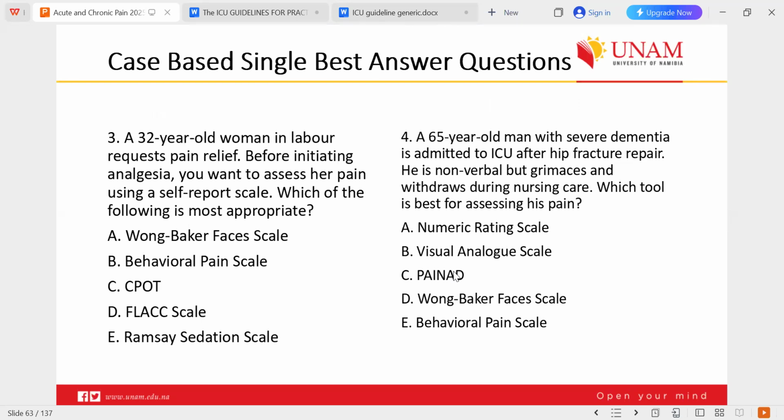All right. A 32-year-old woman in labor requests pain relief. Before initiating analgesia, you want to assess her pain using a self-report scale. Which of the following will be the most appropriate? Wong-Baker. Wong-Baker. Do we all agree? Wong-Baker, anybody? Wong-Baker is correct. Let's go.